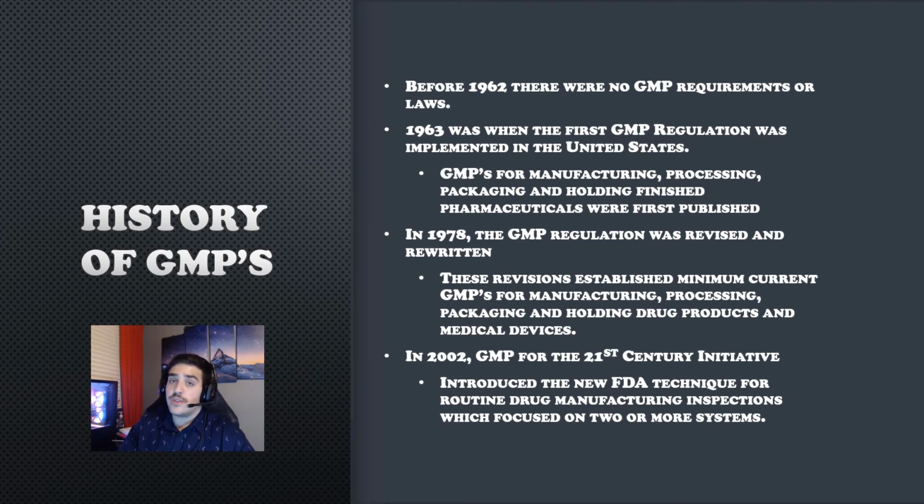Later in 2002, the GMP for the 21st Century Initiative introduced the new FDA technique for routine drug manufacturing inspections, which focused on two or more systems. And this is the latest revision, which was in 2002, and is actually the same GMPs that we use to this day.